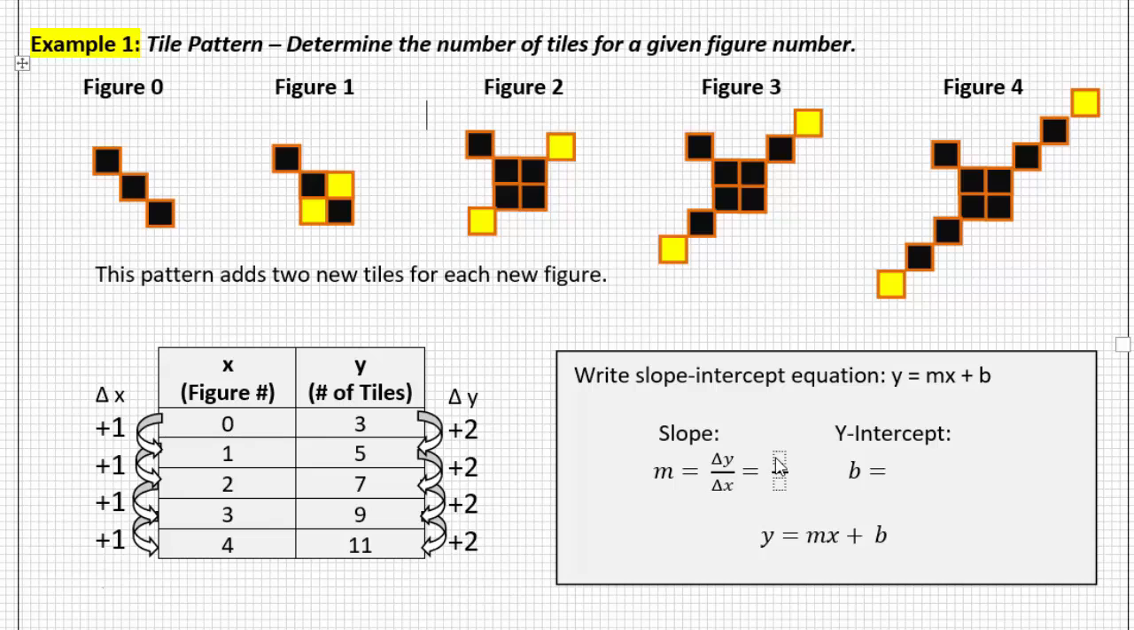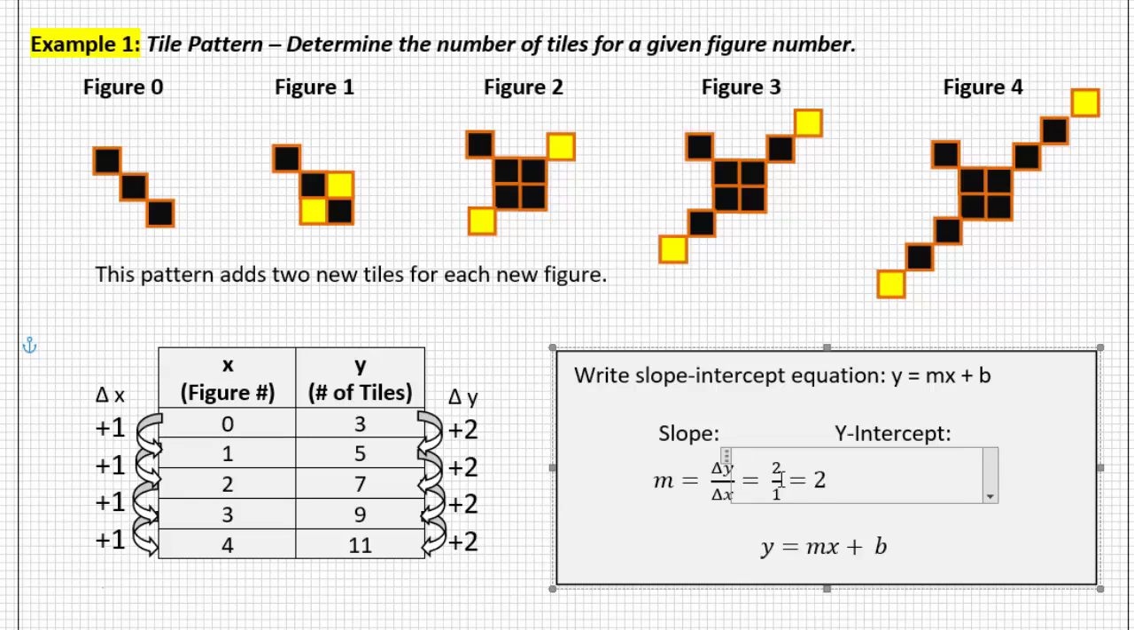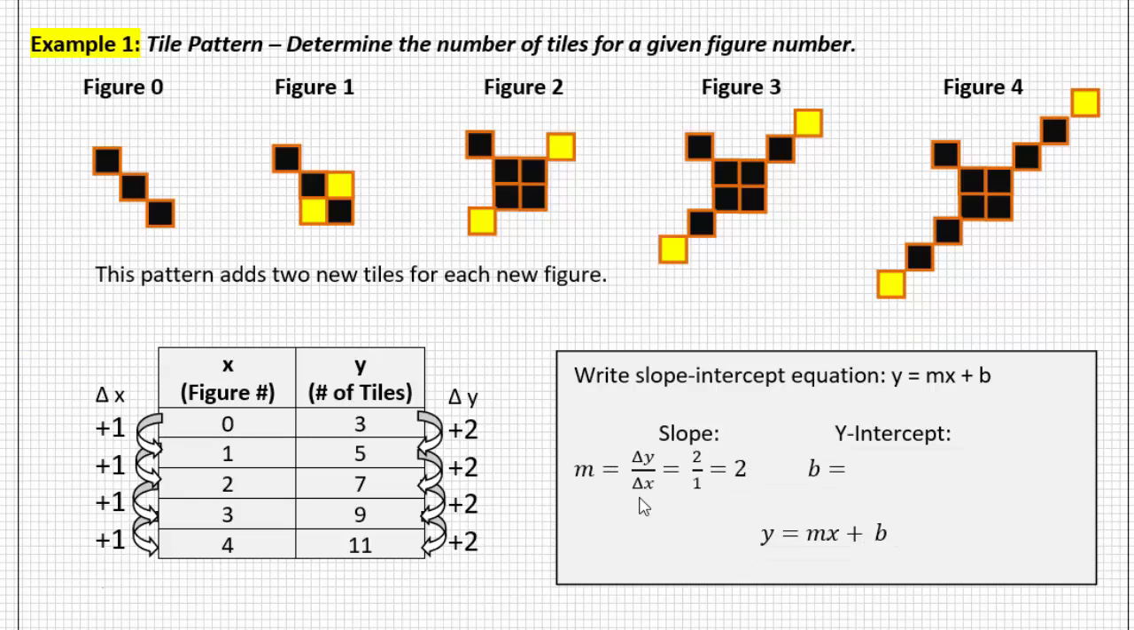And this will be how we calculate our slope from a data table. So let's go ahead and fill that in. It's changing by 2 tiles for our change in y for every 1 figure. And actually, if we look at that value, 2 over 1, that can be simplified to just be 2. So our slope, in its most simplified form, when we compare the change in y to the change in x, is 2, because 2 tiles for every 1 figure, 2 divided by 1, simplifies to 2.